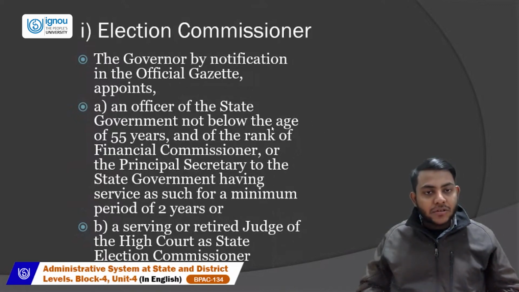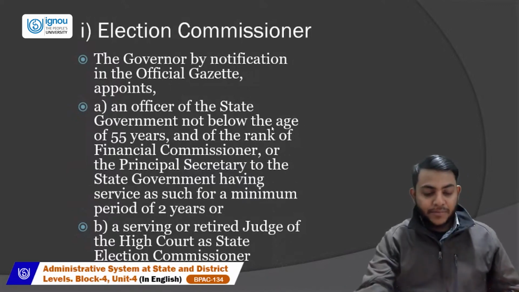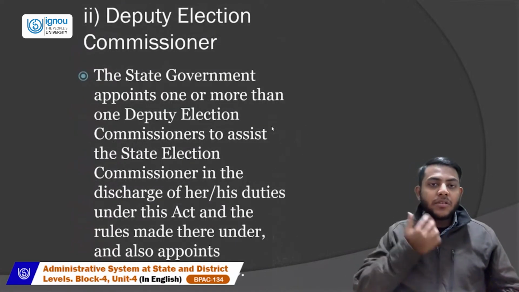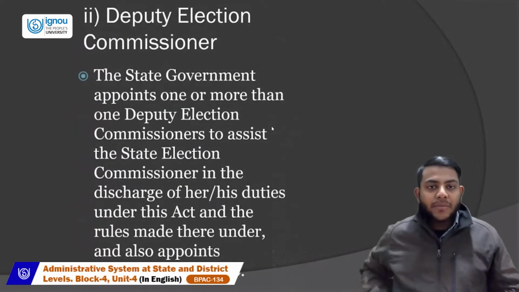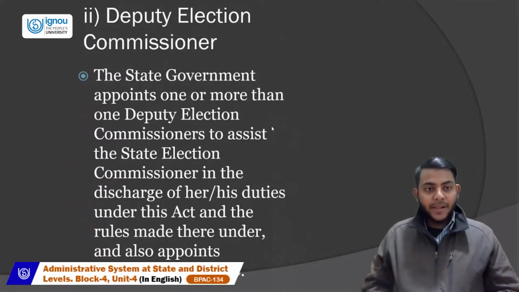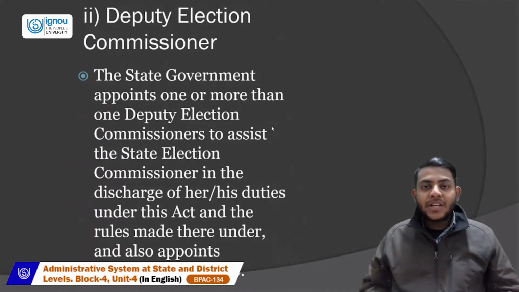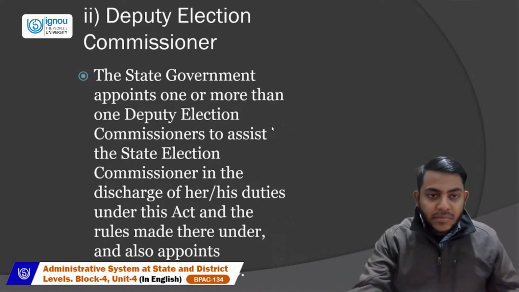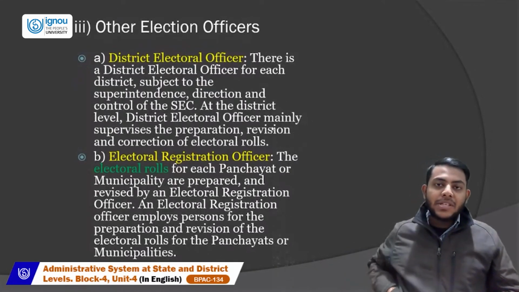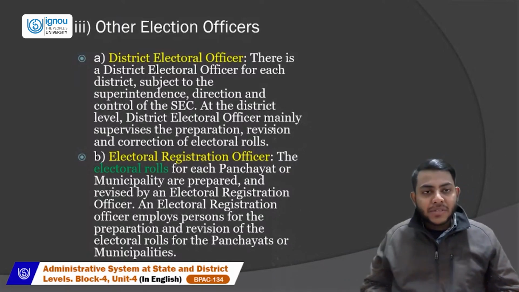And the governor can also, as we've already discussed, appoint a retired judge of the High Court as a state election commissioner. And also, as we discussed, in some states there is a provision for deputy election commissioner as well. So the state government appoints one or more deputy election commissioners to assist the state election commissioner in discharging her duties. As we've seen, there are states like Punjab who appoint deputy election commissioners as well.